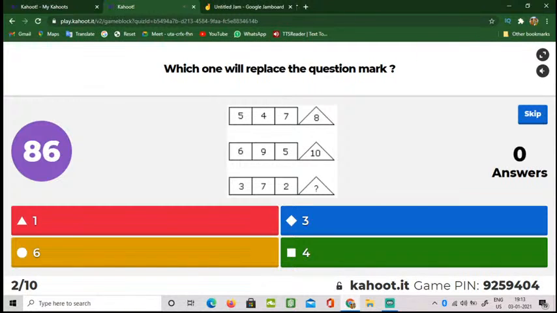So let me give you all a hint. In the first row, if you add all these numbers, like 5 plus 4 plus 7, and divide it by 2, you'll get 8. That is the hint here. Okay, I've got 4 answers. Come on guys, please do not give up. I have explained the first row, and the second row is also the same.